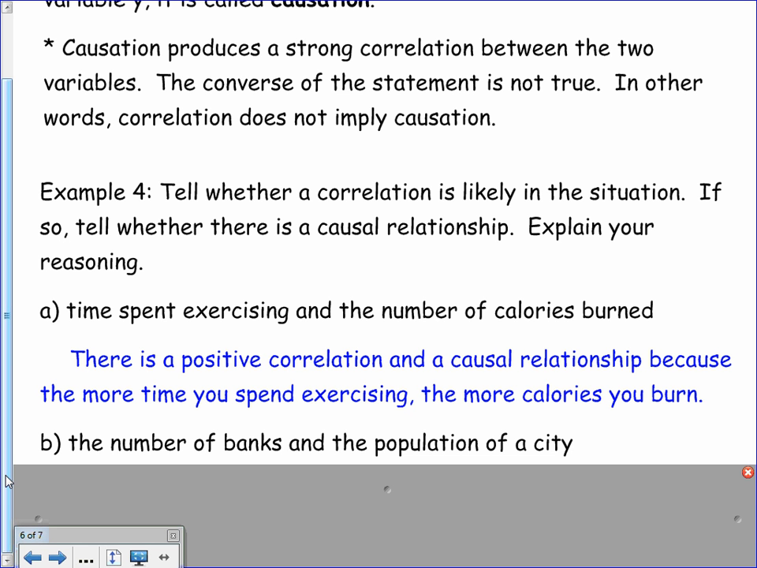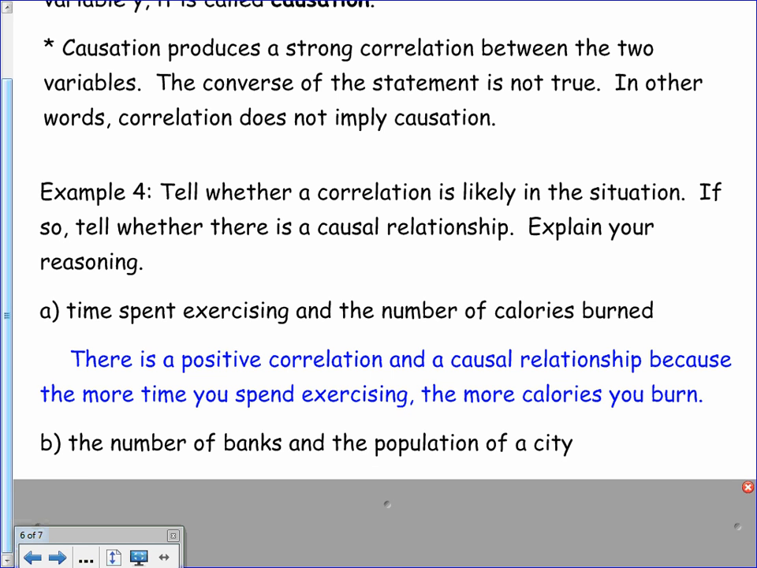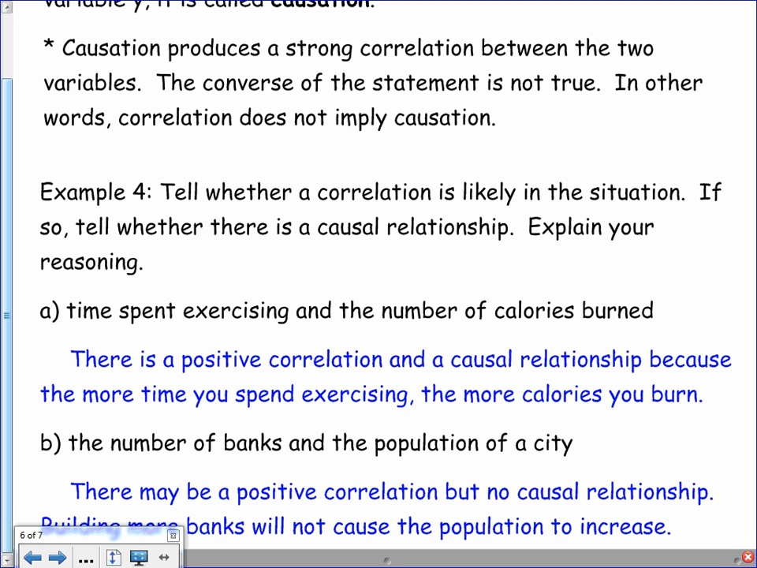Now, how about the number of banks and the population of a city? Well, there could be more banks, and that could mean that the population of a city is larger. But if you made more banks, would that cause the population to increase? No. So in this case, there could be a positive correlation, but there's no causal relationship because building more banks will not cause the population to increase.